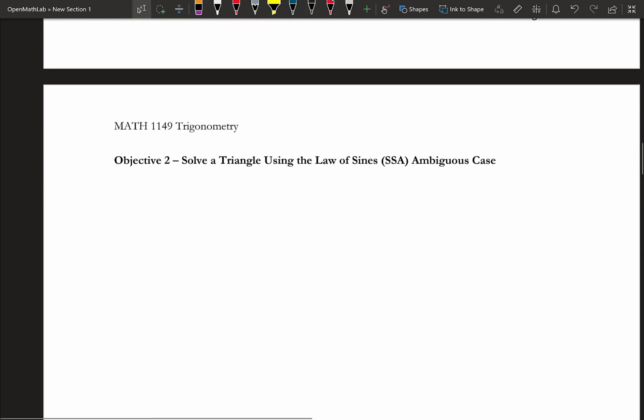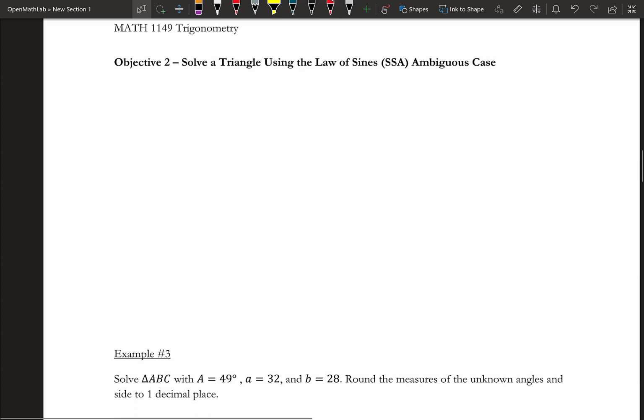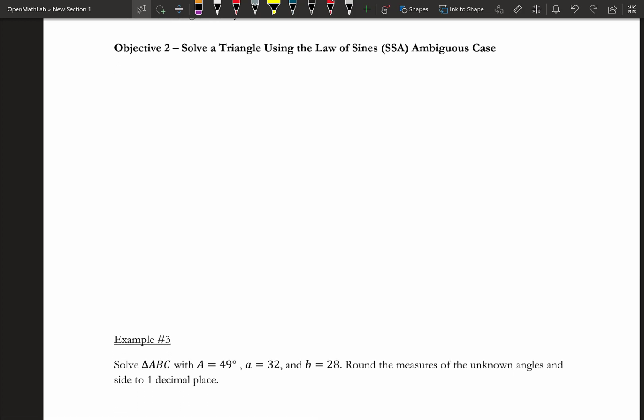So those are probably more of the basic examples to look at. Although I don't think law of sines is too crazy difficult if you know how to solve a proportion, okay? But objective 2, we get a little harder. It says solve a triangle, use the law of sines, side angle, the ambiguous case. So ambiguous means that something could have more than one meaning. So keeping that in mind, this will make sense.